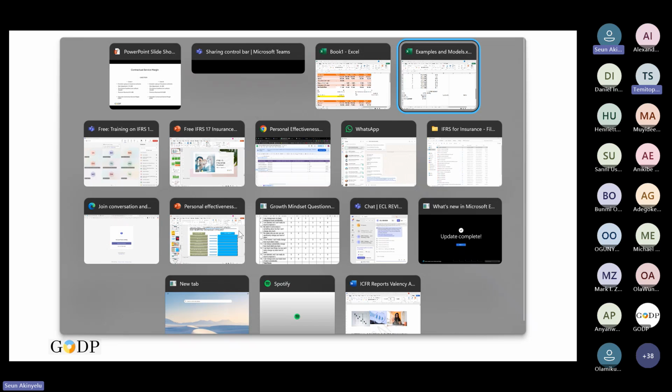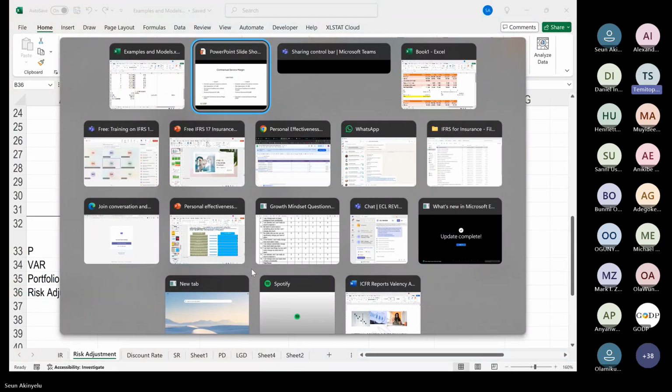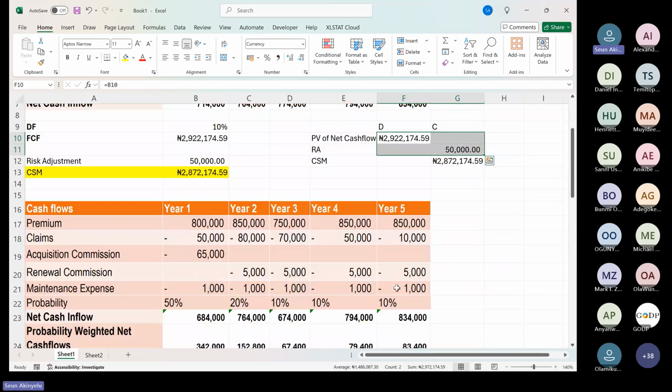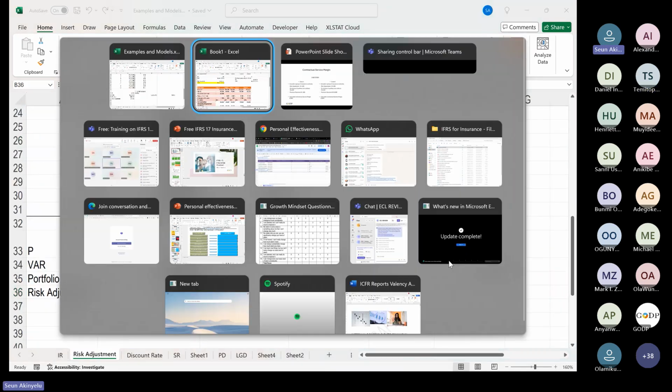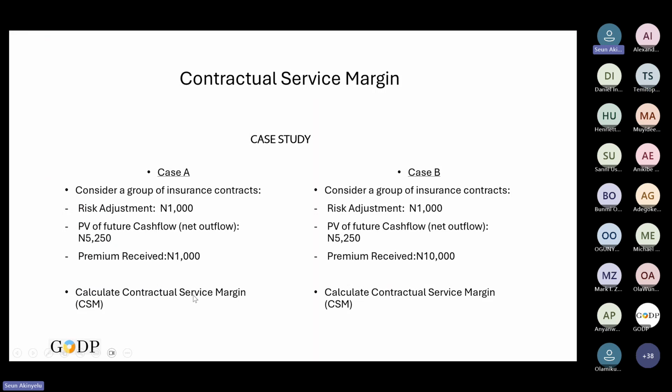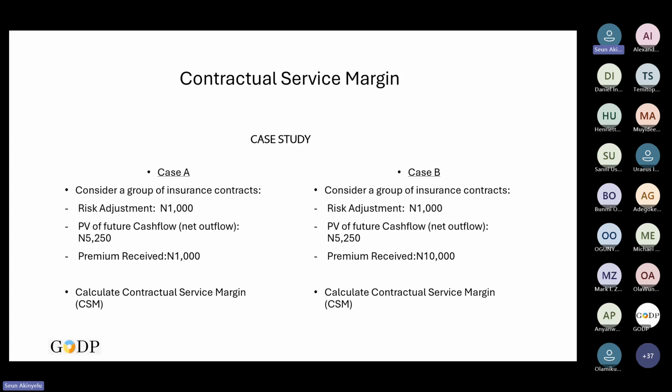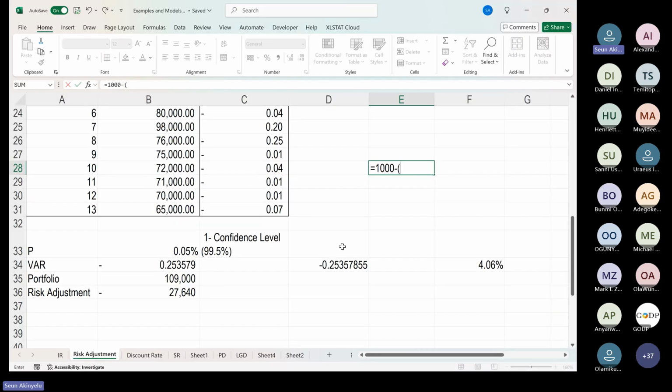Let me go to Excel. Oh, sorry, it's zero. If it is negative, it's zero. There's no CSM. CSM is zero in this case. Since it's an onerous contract, you don't have a CSM. CSM is zero. However, the loss you will recognize in P&L is equal to 1,000 minus 5,250 and 1,000, that's 6,250. So what you have is a loss of 6,250 in P&L, a loss. Yeah, so that is what we have.